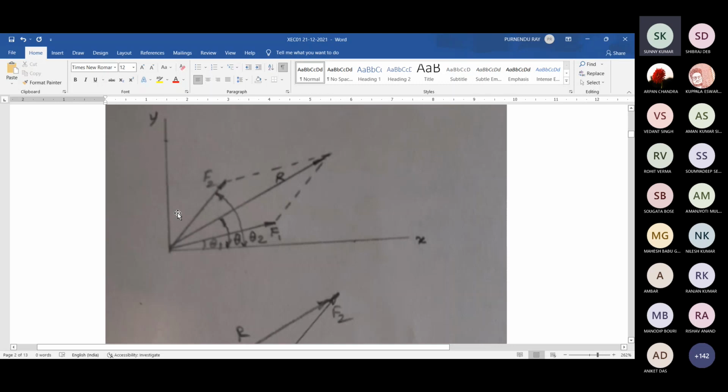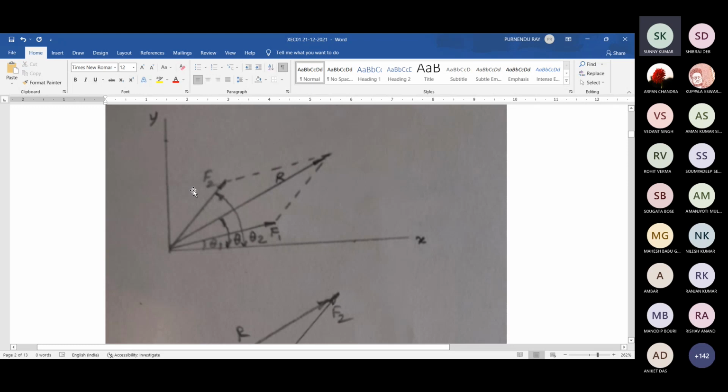And when you do the other thing, that is for the y direction, the foot of the perpendicular from this terminal, this length is F1 sine theta 1. Then similarly, from the starting point of F2 and finishing point of F2, when we consider that this line represents the free vector for F2, then F1 sine theta 1 plus F2 sine theta 2 is equal to R sine theta.